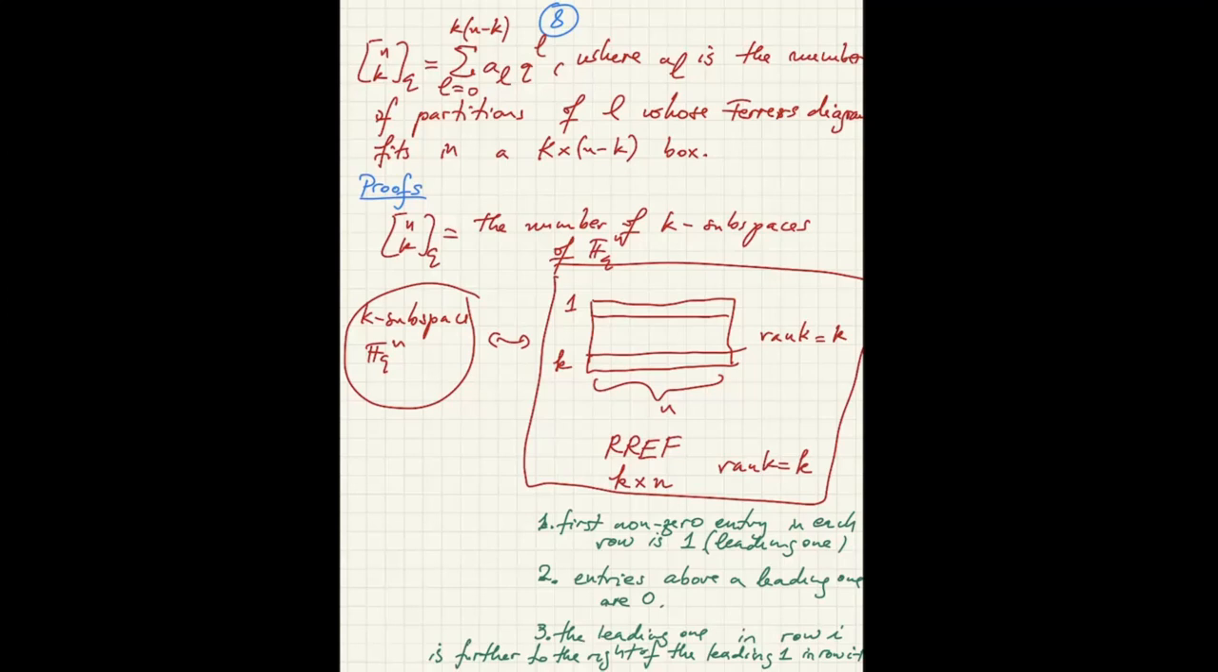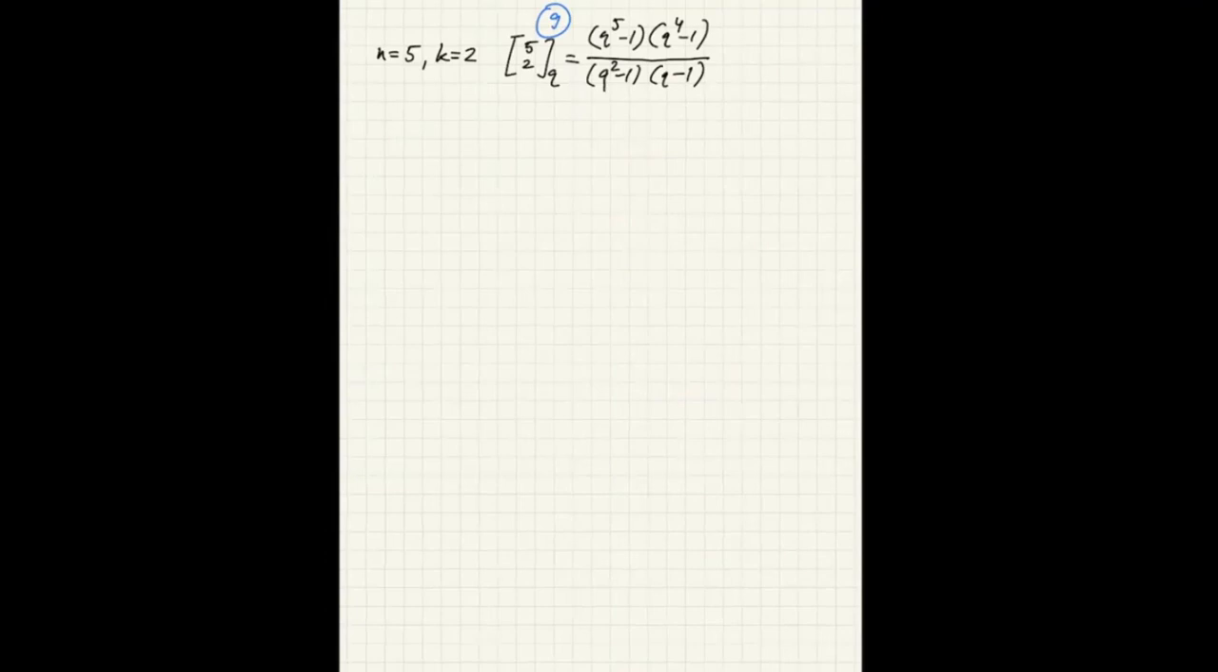Okay, so let me give you now an example to see what I mean. I think I have an example here. Let's say n equals 5, k equals 2. So clearly here I have 5 choose 2 q. And if I write the formula with the q-factorials, it is q to the 5 minus 1 times q to the 4 minus 1, divided by q squared minus 1, divided by q minus 1. And q to the 4 minus 1 with q squared minus 1 gives me q squared plus 1. And q to the 5 minus 1 divided by q minus 1 gives me q to the 4 plus q cubed plus q squared plus q plus 1.